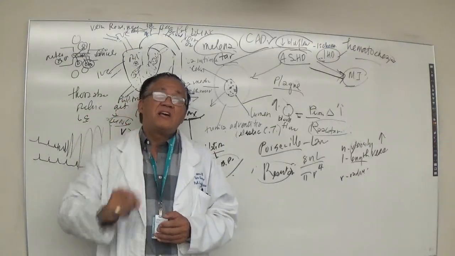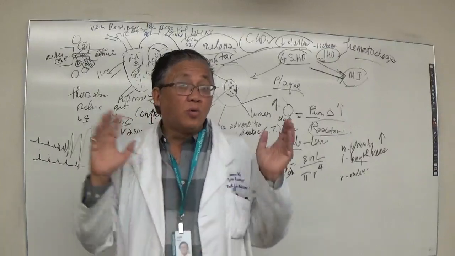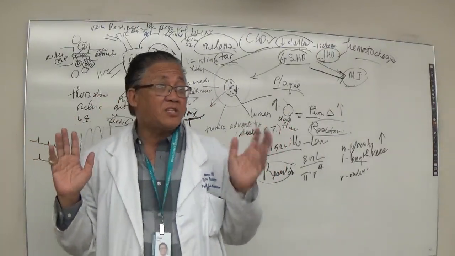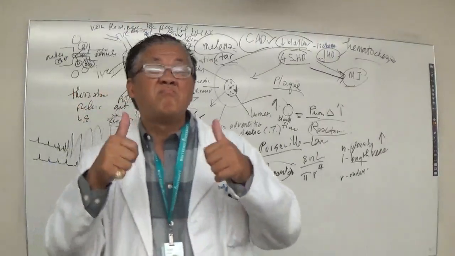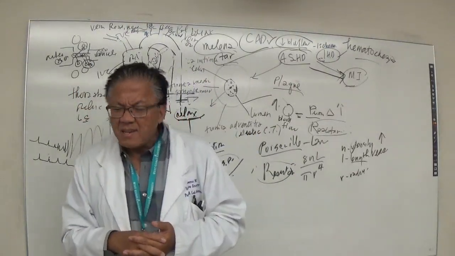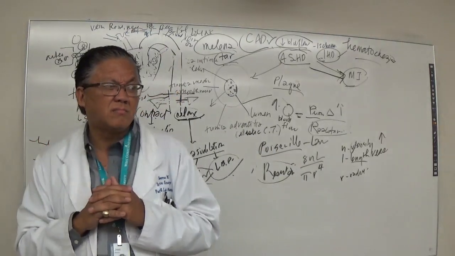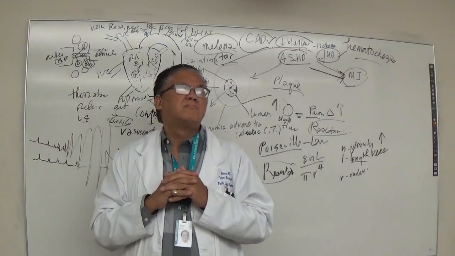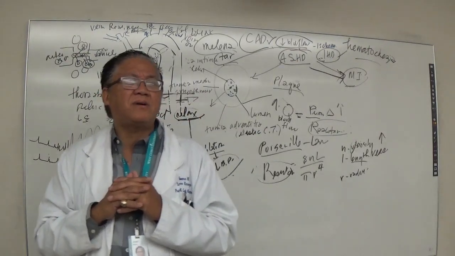In other words, if the parietal cell of the stomach wall does not produce enough intrinsic factor, you will not be able to absorb what? The B12. And is B12 necessary for the production of your red blood cell? Yeah. So what kind of anemia? Pernicious anemia. Does that make sense? Now there's another form of anemia called aplastic anemia.